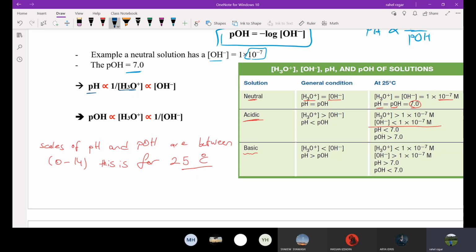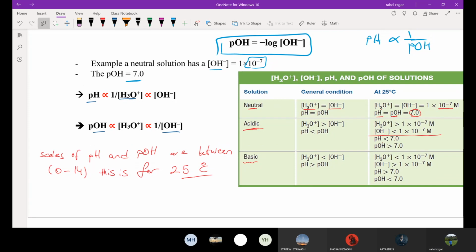OH increases, basicity increases. If basicity increases, what happens to pH? Of course, increases. Same thing can be said for pOH. pOH is inversely proportional with OH. Okay. And pOH is also directly proportional with H3O. Why? Because by increasing H3O, pOH must increase. Opposite of pH.